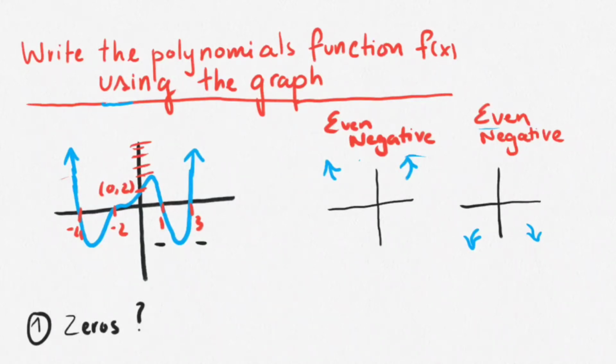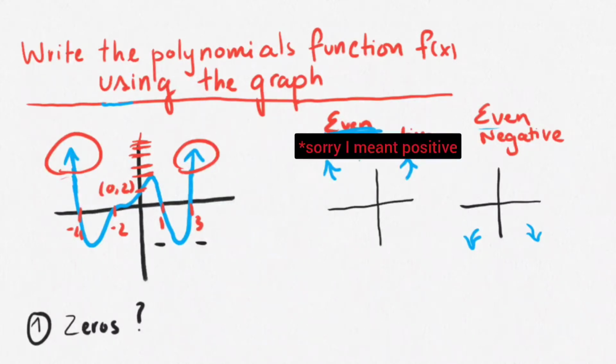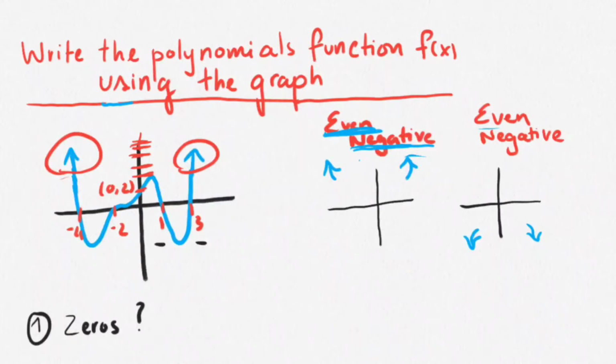We're given a graph and we're asked to graph the polynomial functions f of x using the graph. The first thing I like to do is to look at the directions of my arrows. They're pointing towards the same direction, so I know that my degree is going to be even. And since it's approaching all of these positive y values, then my leading coefficient is going to be negative, right? So that gives me an idea what my polynomial function's formula is going to look like once I construct it.